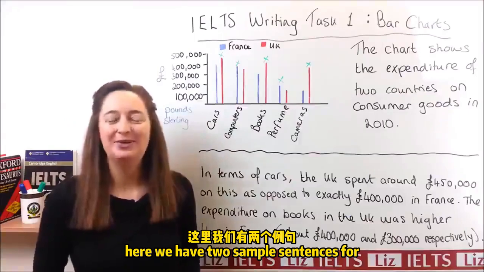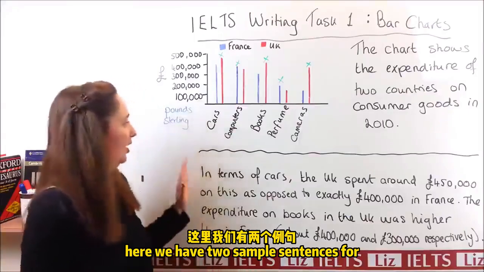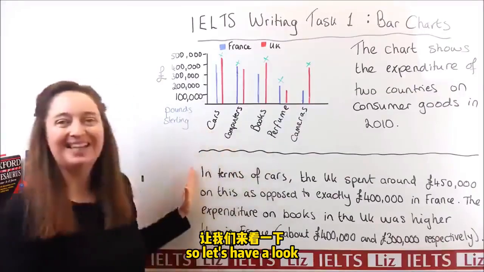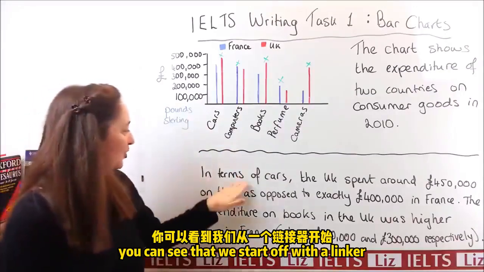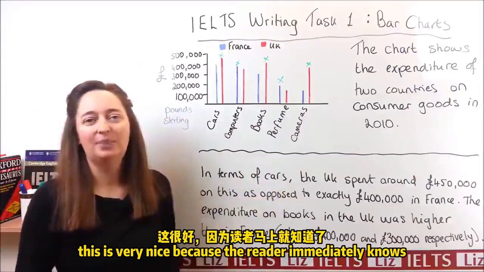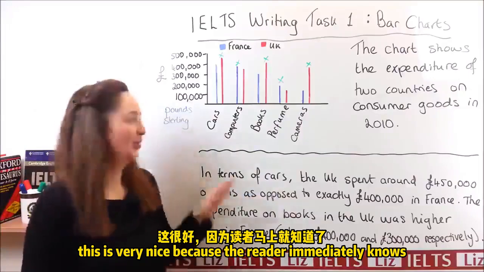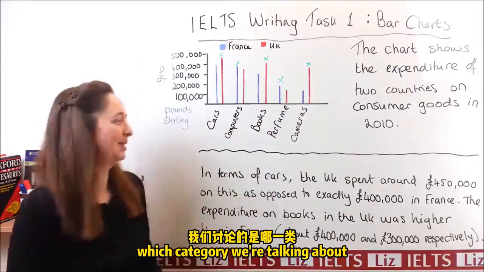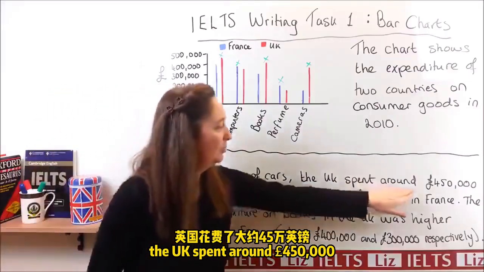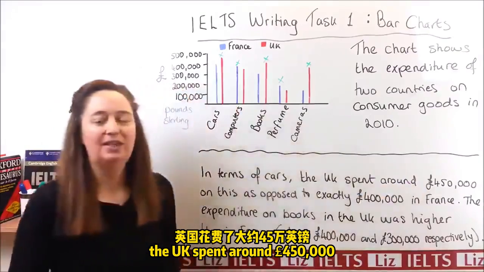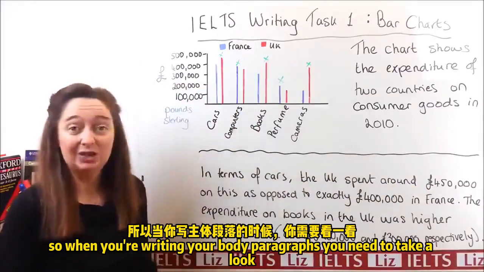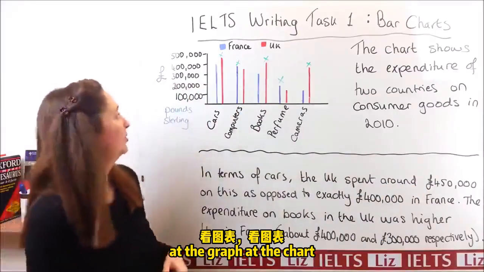Here we have 2 sample sentences for the category of cars and books. So let's have a look. You can see that we start off with a linker. In terms of cars, this is very nice because the reader immediately knows which category we're talking about. In terms of cars, the UK spent around £450,000.